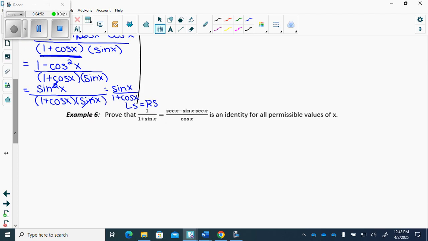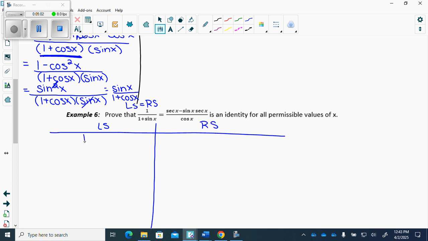Okay, let's look at this one. So we have LS, we have RS, we have 1 over 1 plus sine x, and then we have secant x. Our first step is to literally rewrite what's up here. We don't get to change it.